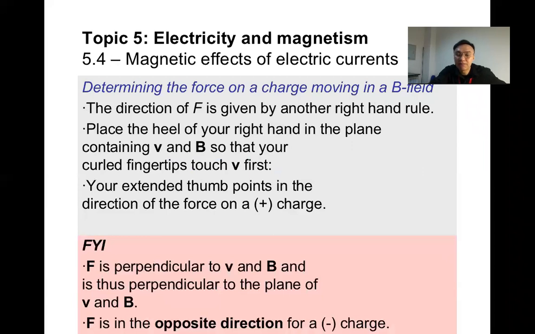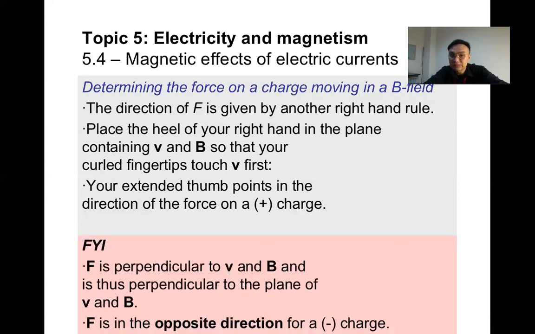So F is perpendicular to v and B. They are orthogonal to each other. When I say orthogonal, that means that they are forming 90 degrees against each other. Again, it should be 90 degrees or perpendicular towards each other. So you will have X, Y, and Z, just like what I've mentioned, positive Z and negative Z. The direction of F is given by another right-hand rule.